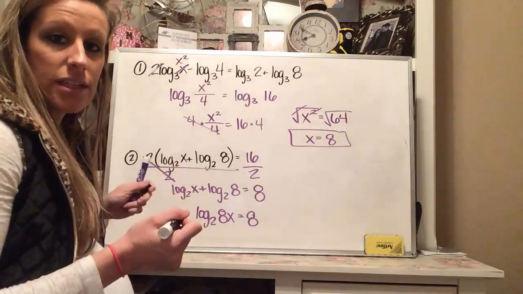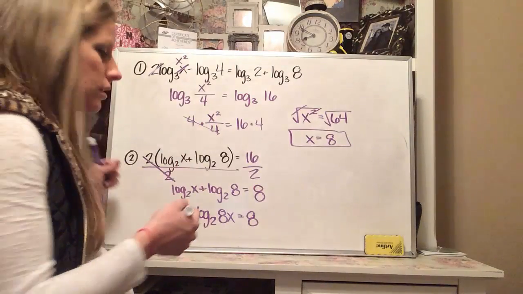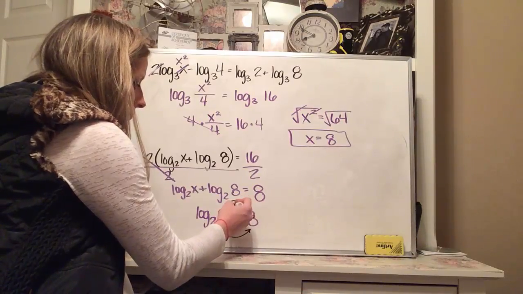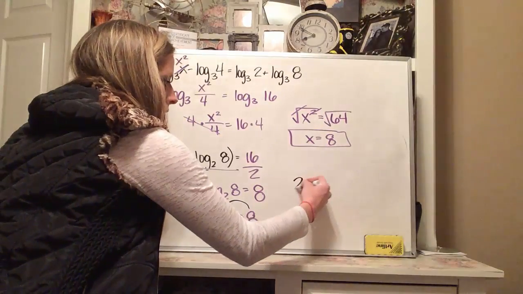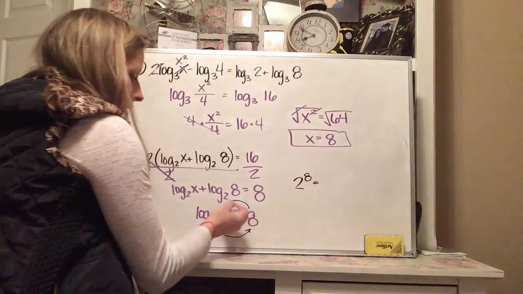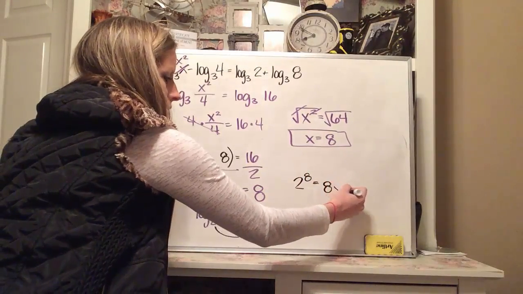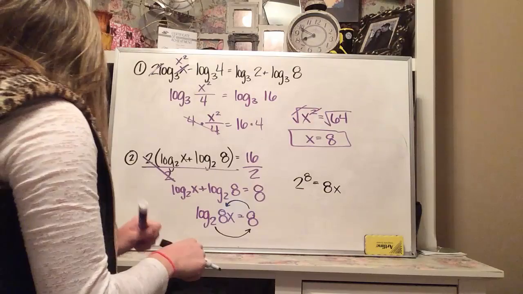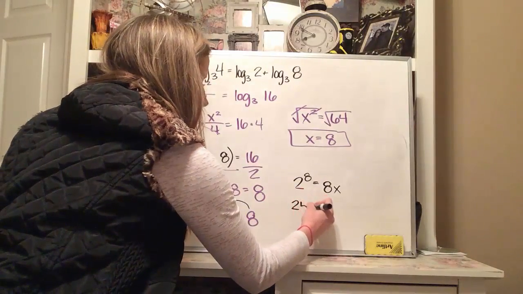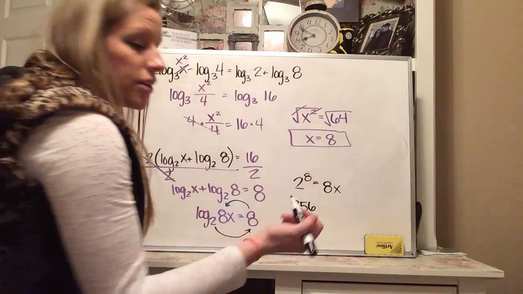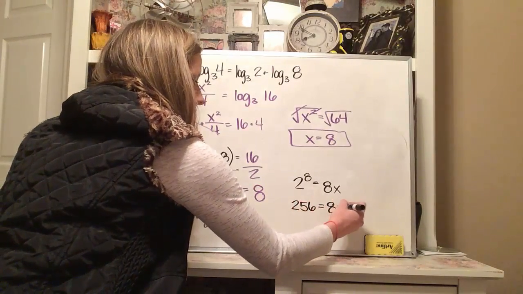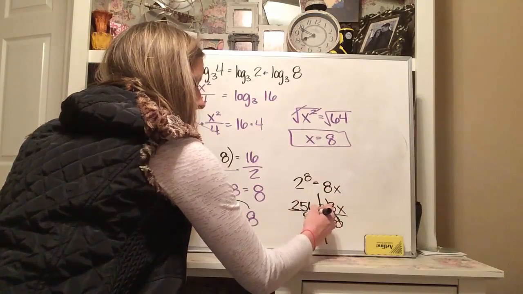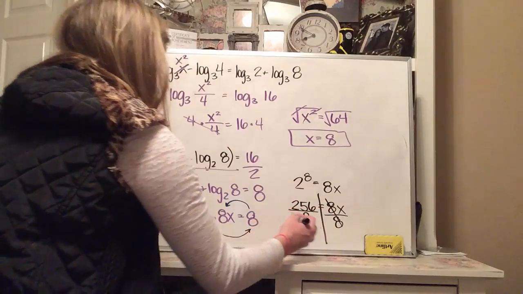To change it to exponential, this is what we did last week. Start with the base and move counterclockwise. So 2 to the 8th power equals 8x. And I'm going to solve for x. Okay, so 2 to the 8th power gives me 256, and you can punch that in your calculator. I'm going to solve for x, so divide by 8. And x equals 32.